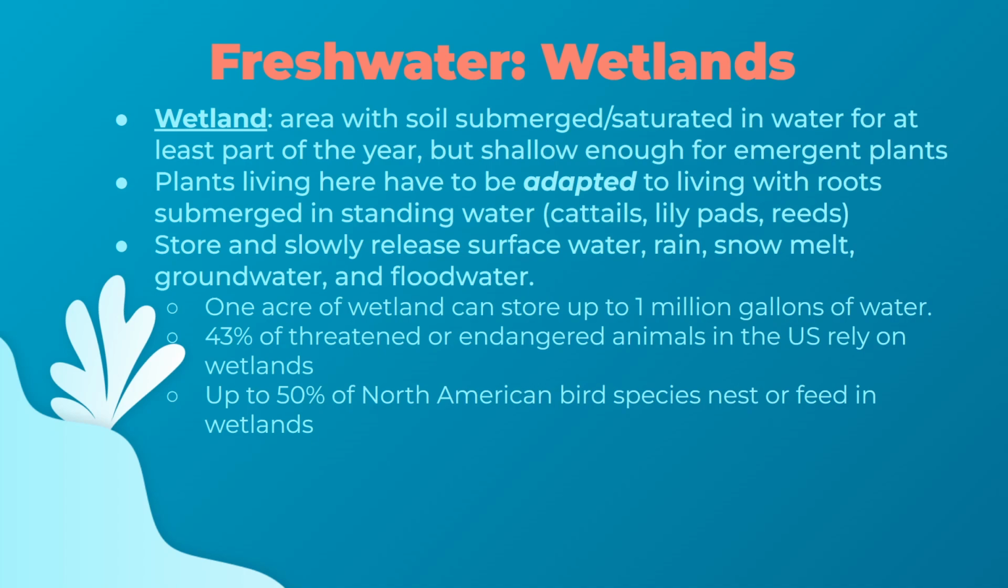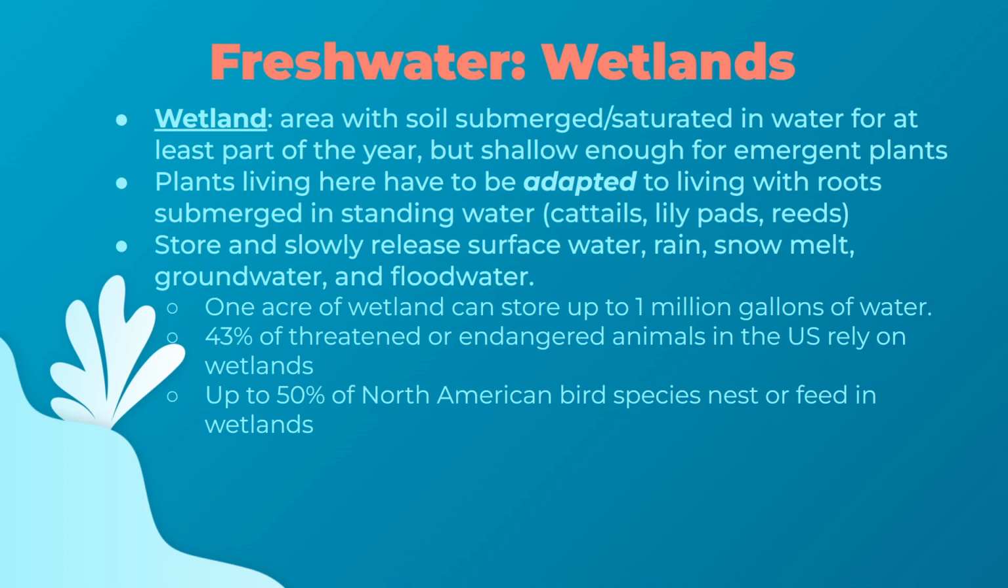They're very important because they have a whole host of benefits. One of them is that they store excess water that comes from surface water, rain, snowmelt, groundwater, or floodwater, which is going to reduce the damage from flooding. 1 acre of wetlands can store up to 1 million gallons of water.